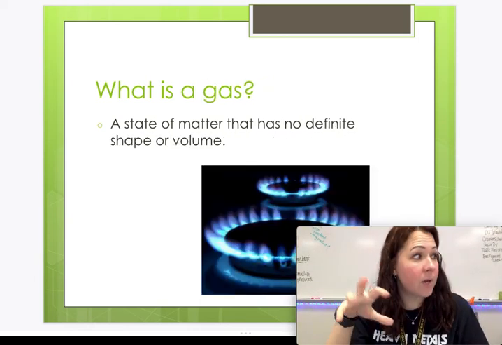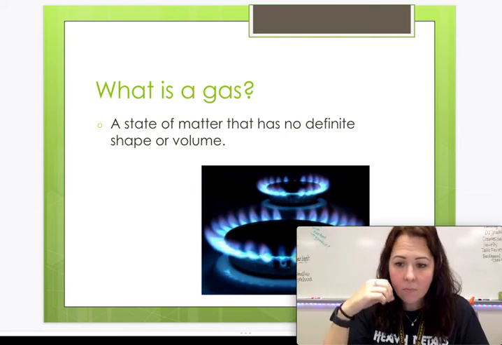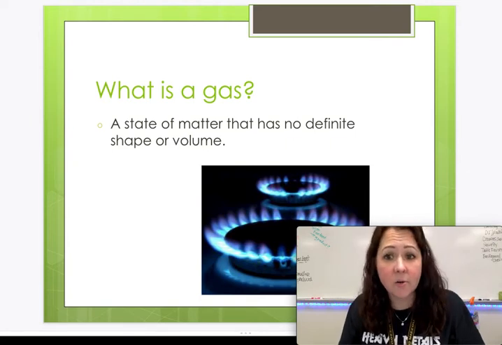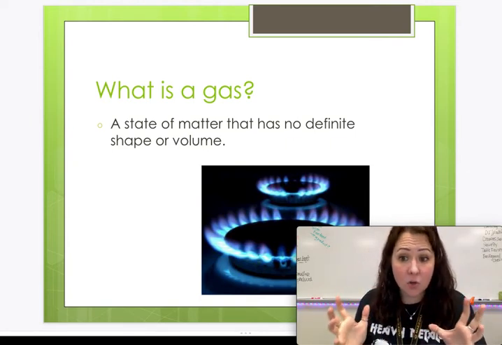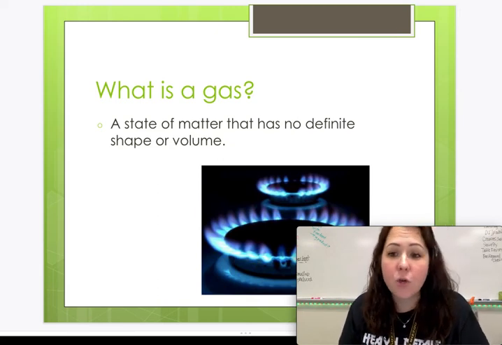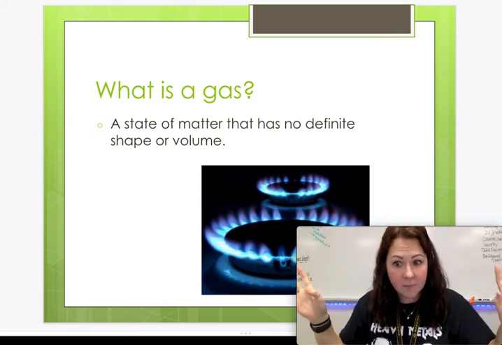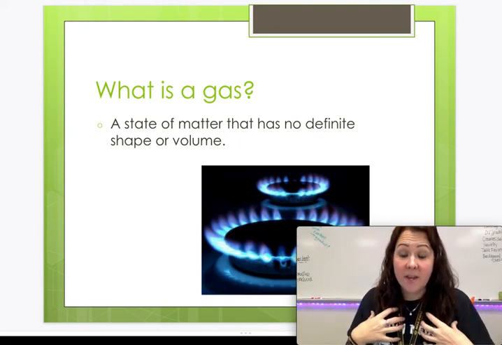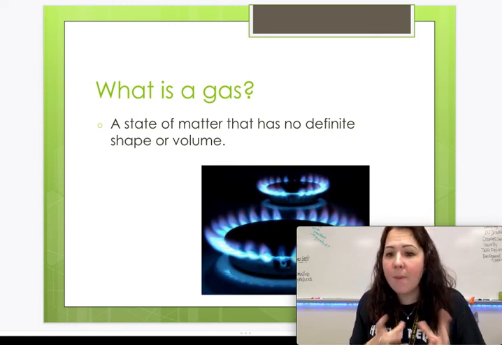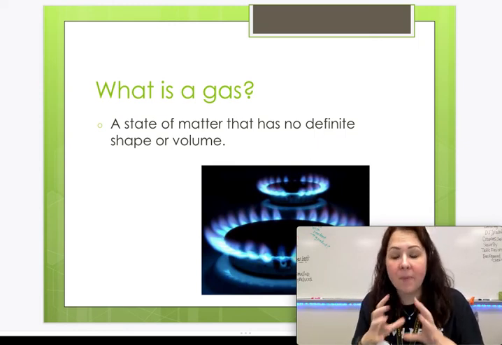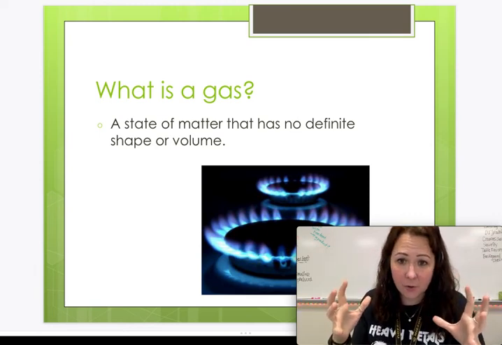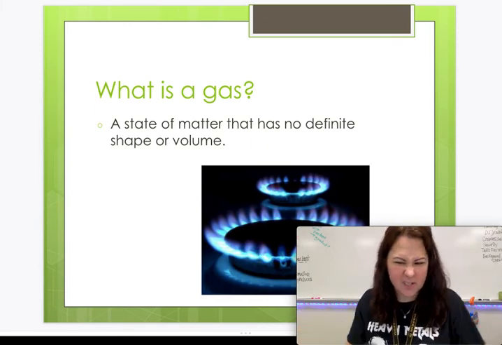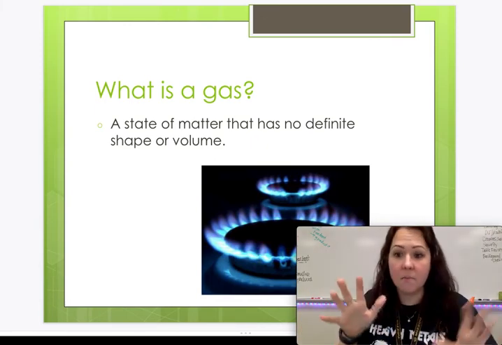Now, the last state of matter that we care about for this class is a gas. A gas will always completely fill its container. No matter what container it's in, it will always take the shape and volume of that container. So if you have the air in the room, it's taking up the space and the volume of the room. If you breathe in, now it's taking up the space and the volume of your lungs. So no matter what container it goes into, a gas wants to completely fill its container. When it completely fills its container, it's going to take the shape and the volume of that container. It doesn't stay on the bottom. It doesn't float to the top. It always completely fills it.